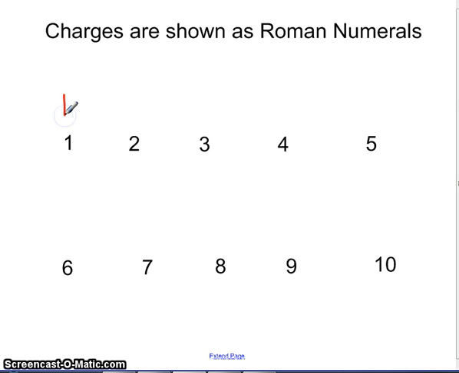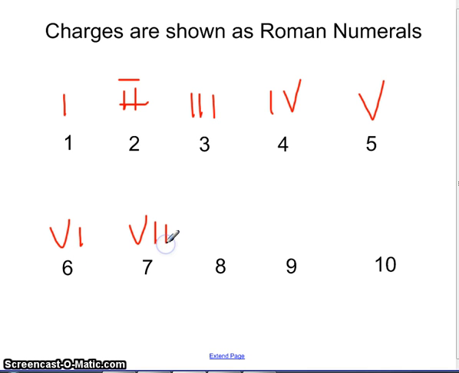1 is just an I. 2 is 2 I's. You might also see it like that. 3 is 3 I's. 4 is IV. And 5 is V. 6 VI. VII. VIII. IX. And then X.